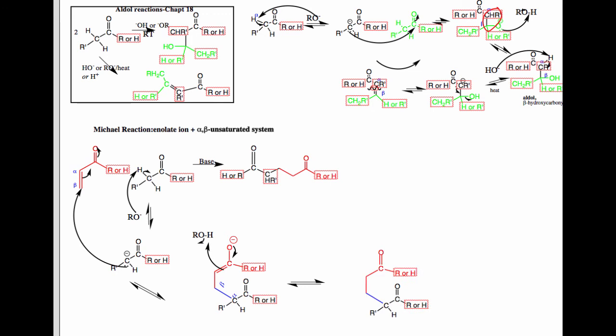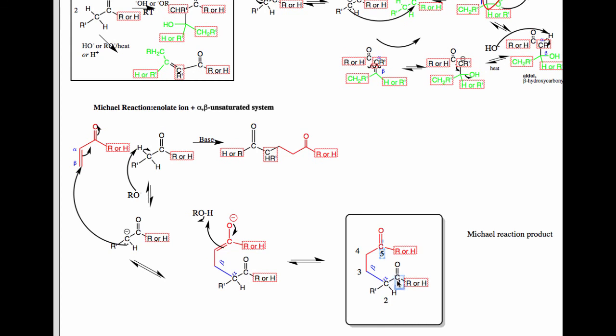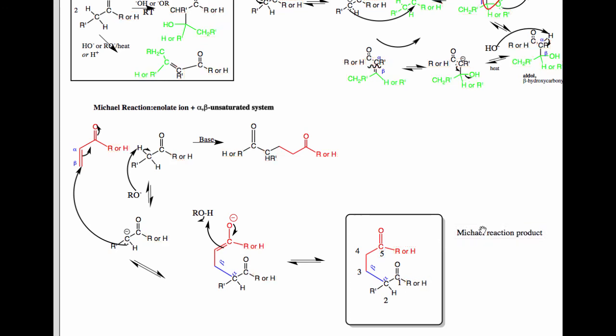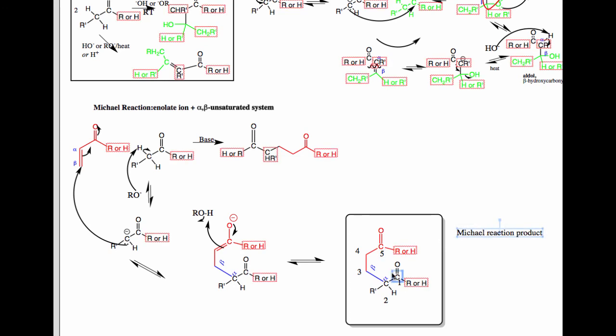a new carbonyl forms at the position that had the enolate ion, and your product is now a 1, 2, 3, 4, 5 dicarbonyl compound. So when you see a 1, 2, 3, 4, 5 dicarbonyl compound, it's called a Michael addition product. And you can imagine it could have been made by making an alpha-beta bond between an enolate ion, the 2, 3 position, or alpha-beta to one of the carbonyls.